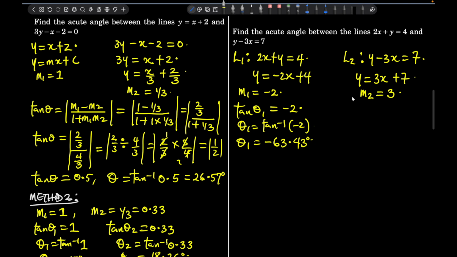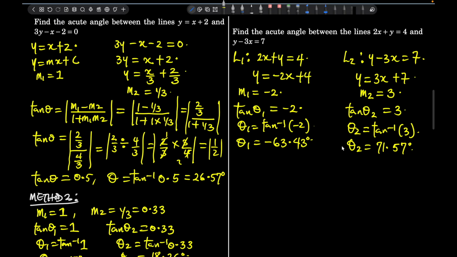Let's move to the second line. Tan theta 2 is equal to 3. So theta 2 is equal to arctan 3. And on the calculator, arctan 3 is 71.57 degrees.